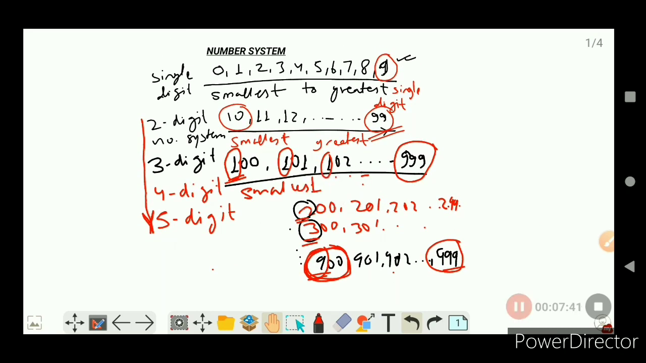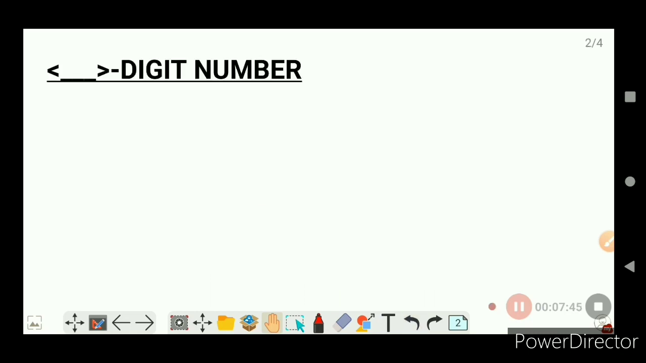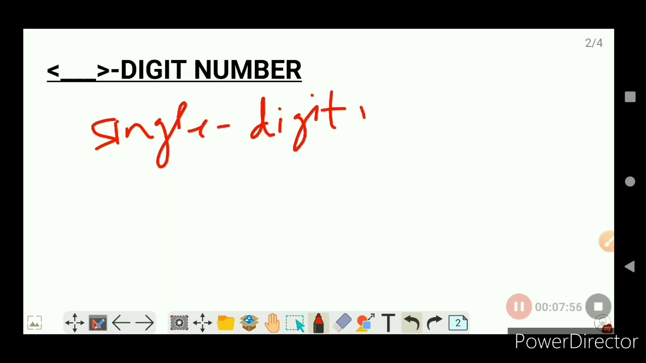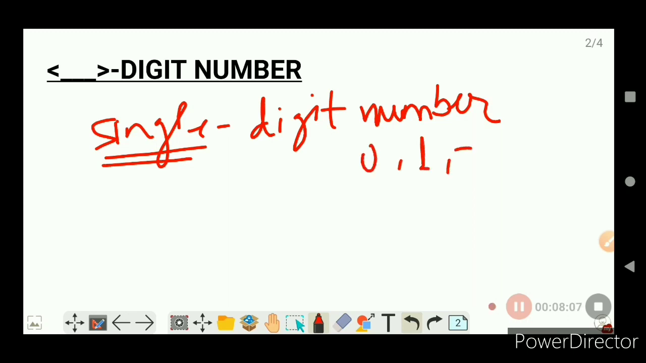I hope you have understood till here. Let us go ahead. Okay, digit number. Why I have made it to your notice is, when we say single digit number, I know many of you might know this, but some of you may get confused in it, so I am covering this. Single digit number means number which has only one digit, that is 0, 1, 2, like that, 9, and so on. Only 0 till 9.